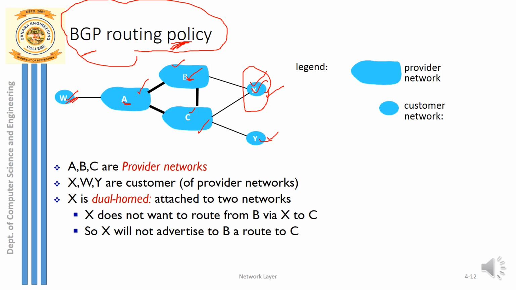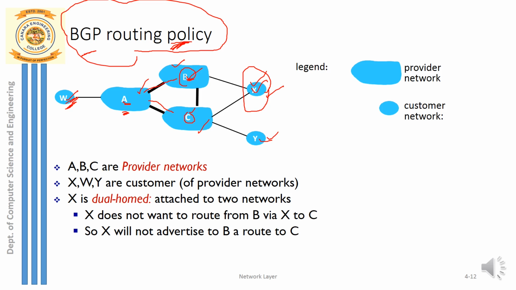So W is directly reachable to A. So this information is actually passed on to the neighbors of A. What are the neighbors of A? B, and the information is also sent to C. That is how our provider B and C, or our autonomous systems B and C, will come to know that there is a path to reach this autonomous system W via A.